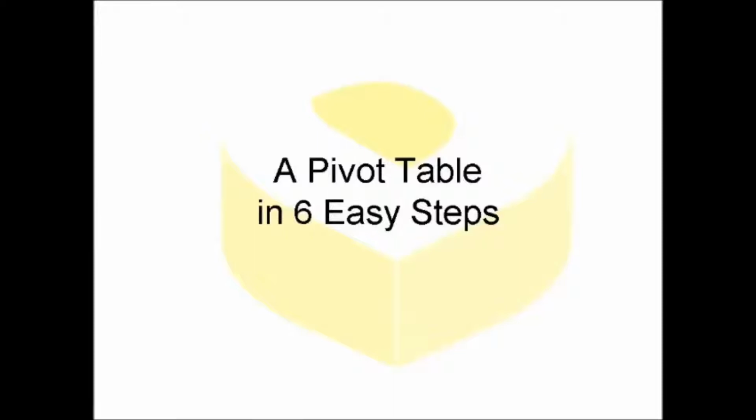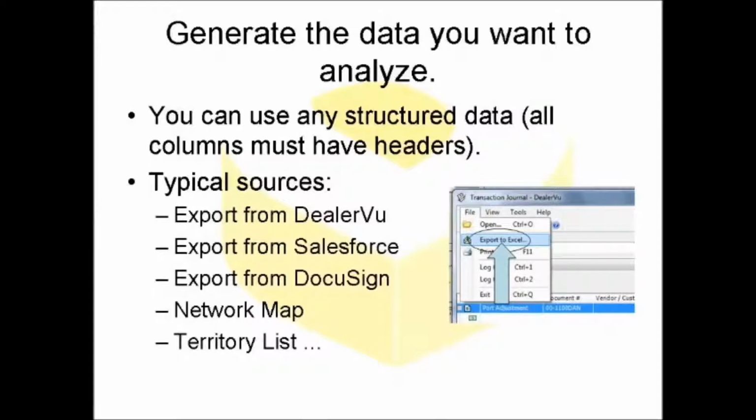Let's review what we just saw in our demonstration, creating a pivot table in 6 easy steps. Step 1, generate the data you want to analyze. You can use any structured data. All columns must have headers. The typical sources would be DealerVu, Salesforce, DocuSign. You may use a network map, a territory listing, phone list, contact records, any type of structured data.